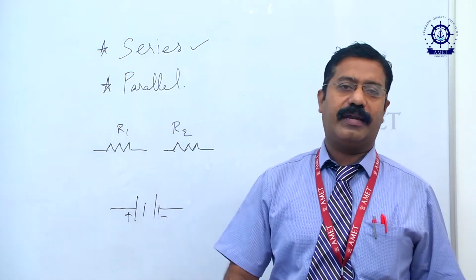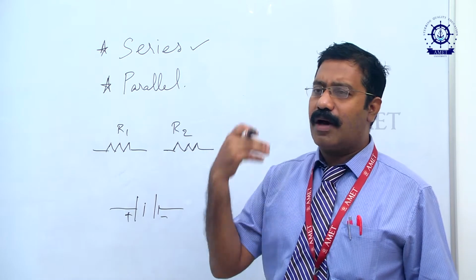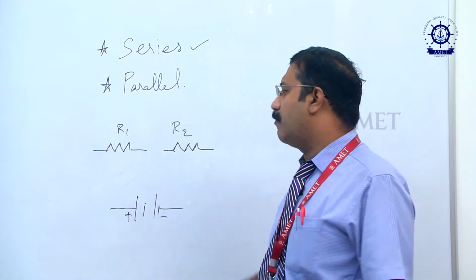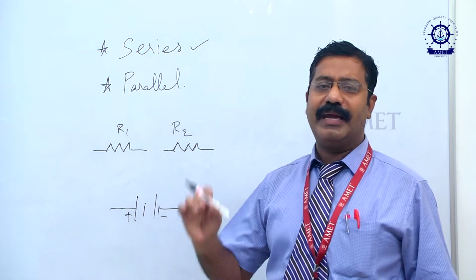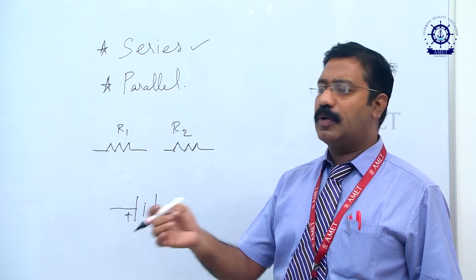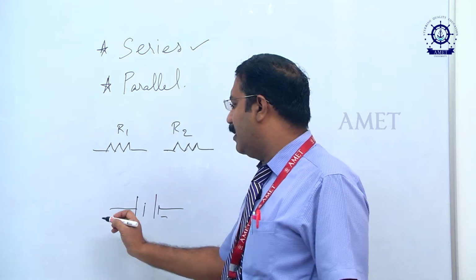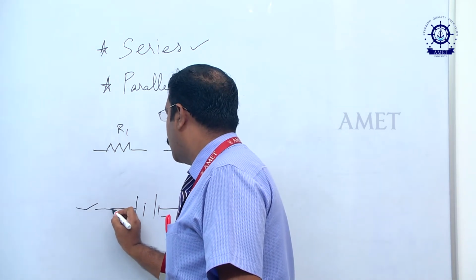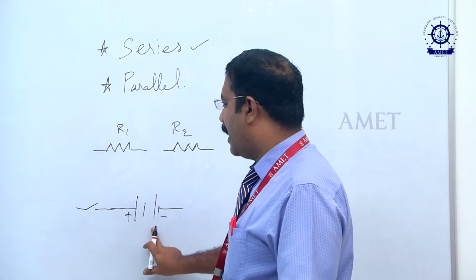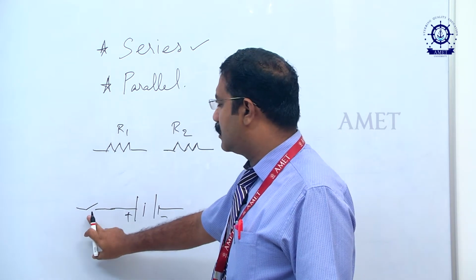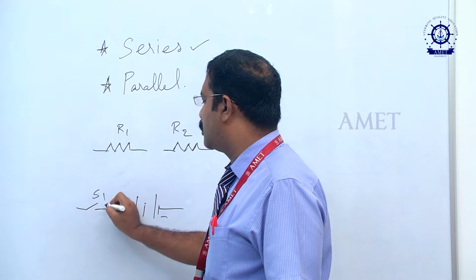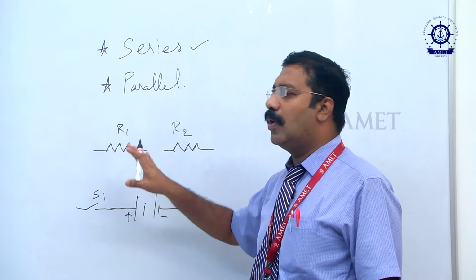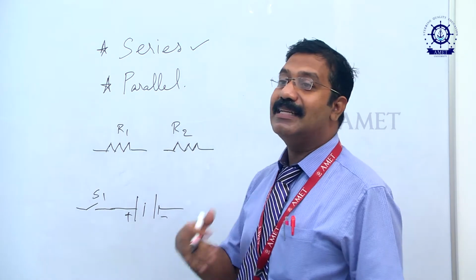In which manner should I connect them so that it will be helpful for me? See, if I want to control the circuit, I need a switch for controlling the circuit. Therefore, I can have a switch so that it will be easy for me to control the electrical appliances. The battery or a DC source is connected in series with the switch. Now, how can I connect the resistance or the load which I have? I can connect it in series.